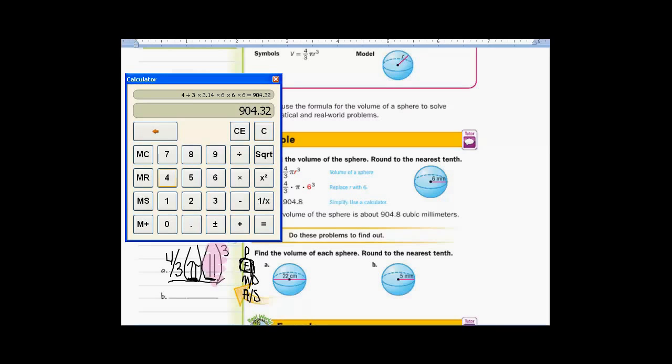Let's do this. 4 divided by 3. Not 904 divided by 3. Let's try this. 4 divided by 3.